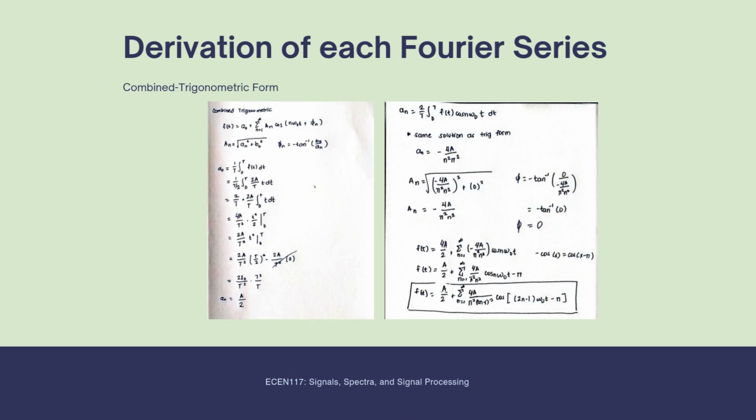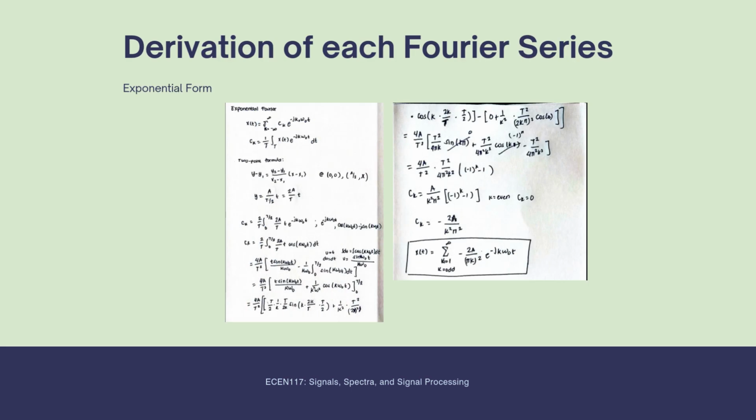The combined trigonometric form rewrites the sine and cosine components into a single trigonometric expression. This representation simplifies mathematical manipulation and highlights the amplitude and phase of each harmonic component. Here, the individual sine and cosine terms are combined into a single expression using trigonometric identities. This form is especially useful when analyzing phase relationships between harmonic components.